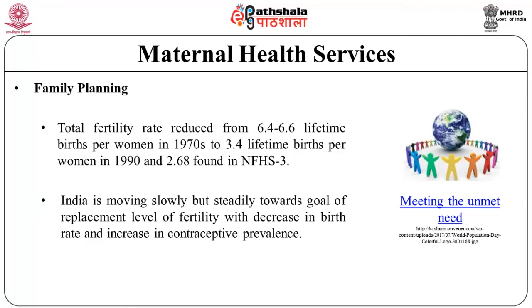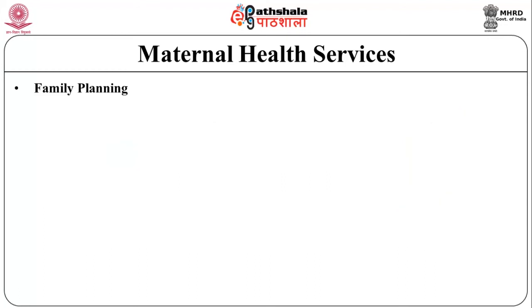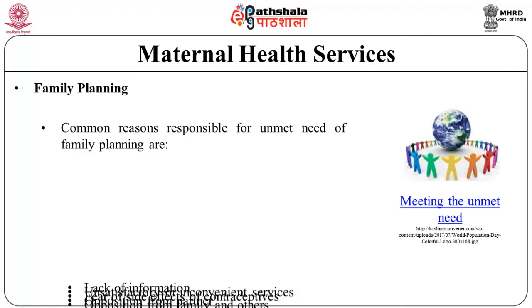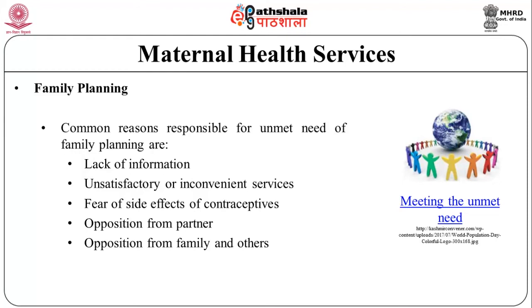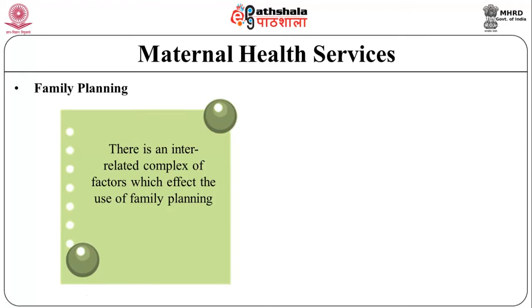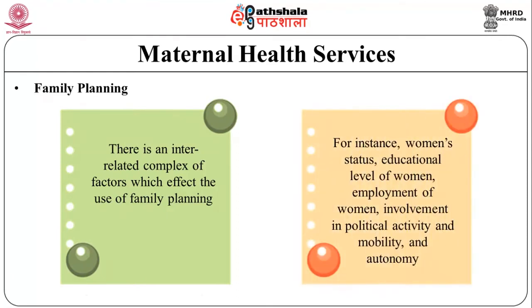India is moving slowly but steadily towards goal of replacement level of fertility, decrease in birth rate and increase in contraceptive prevalence. The most common reasons responsible for unmet need of family planning are lack of information, unsatisfactory or inconvenient services and fear of side effect of contraceptives. Opposition from partner, family and others. There is an interrelated complex of factors which affect the use of family planning. For instance, women's status, educational level of the women, employment of women, involvement of political activity and mobility and autonomy.